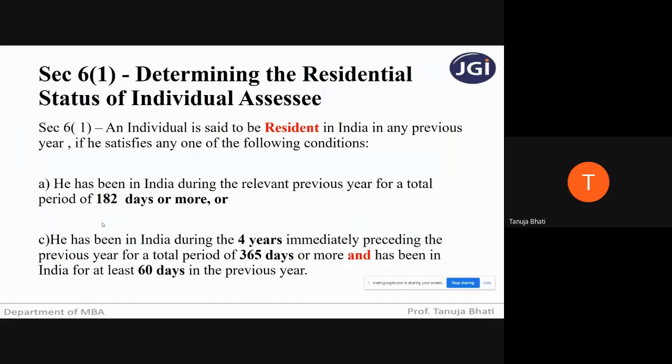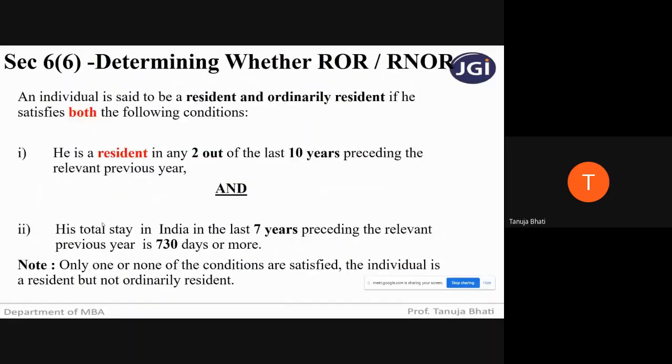So, a quick revision again. Section 6 subsection 1 talks about determining the residential status of an individual assessee. If he satisfies both conditions or any one condition that is visible on the screen, he becomes a resident in India. The first condition is that his stay in the relevant previous year should be 182 days or more. The second condition is that his stay in India during the 4 years immediately preceding the previous year should be for a period of 365 days or more, and he should be in India at least for 60 days in the previous year.